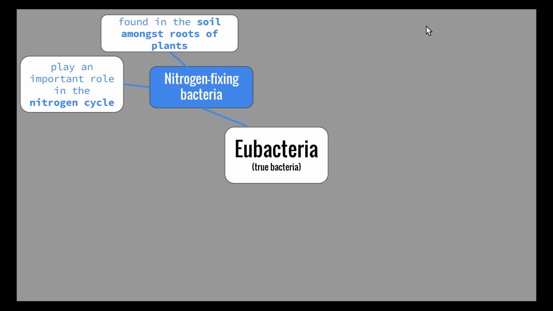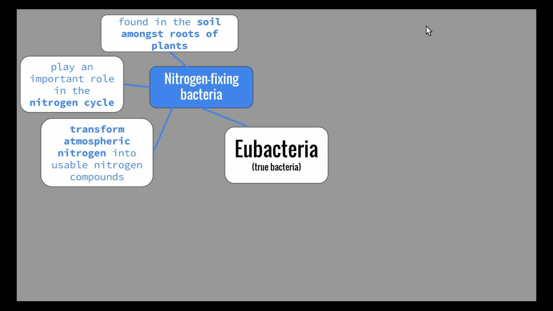Obviously, from their name, we figure that they have to have some kind of role in something to do with nitrogen. So nitrogen fixation is the process where these bacteria are able to transform atmospheric nitrogen into usable nitrogen compounds. So they take the nitrogen out of the atmosphere and convert it into ammonium, which is more useful to us.